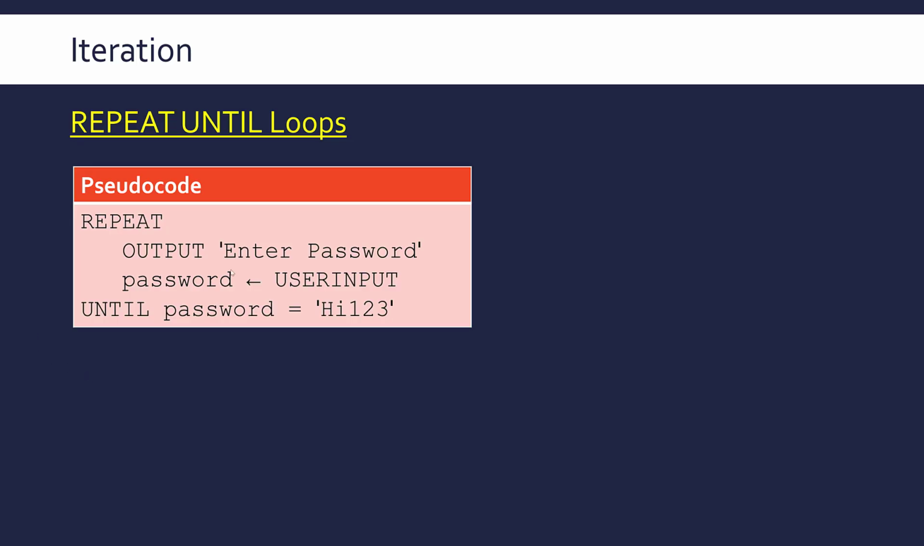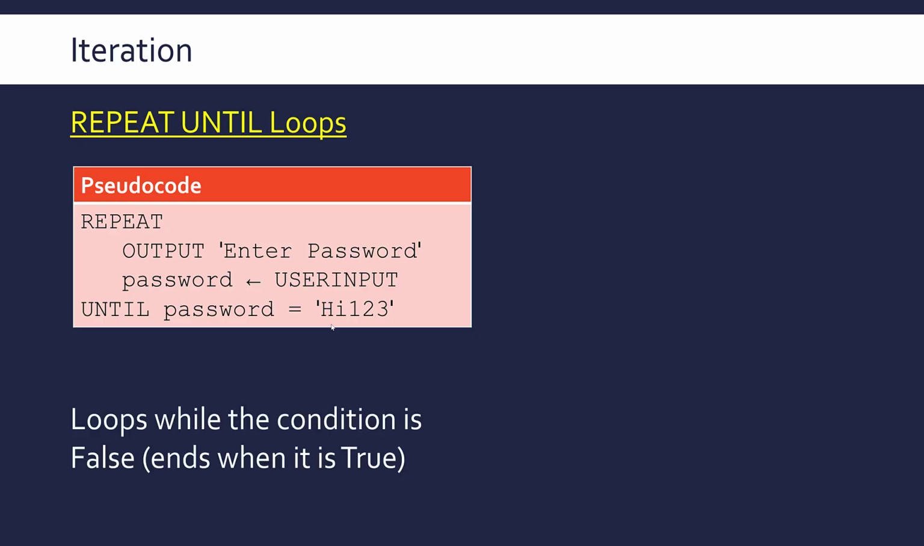So this is not quite the same example, but very similar. We're going to repeat this code until the password equals hi123. So we're going to say enter password, they type in the password. We're going to keep looping until it equals hi123. So not quite the same. We're not saying incorrect in this example. The difference is a repeat until loop loops while the condition is false. So it's waiting for this condition to be true.